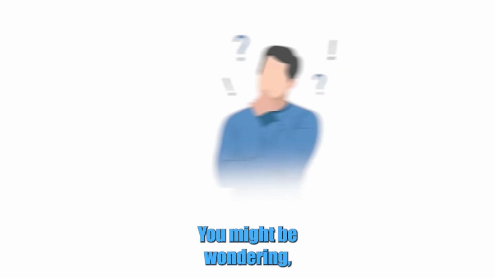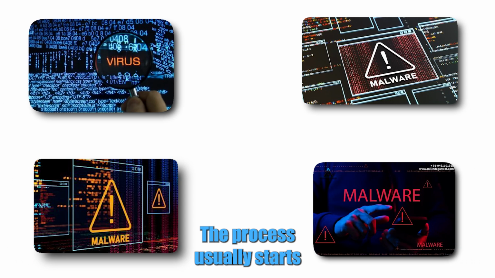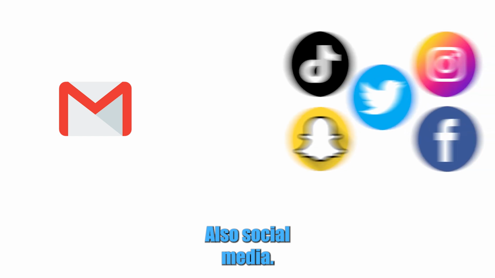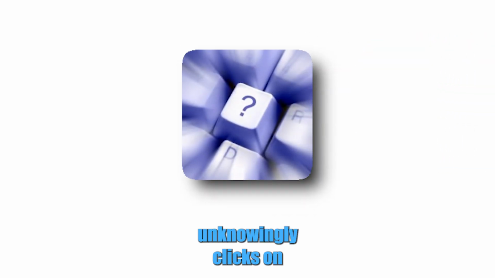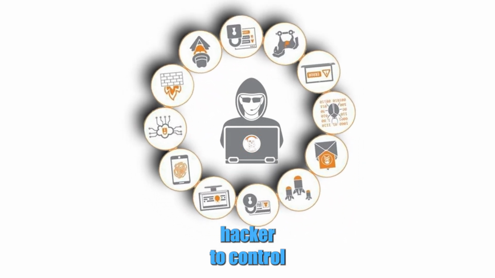How do reverse shells work? Now, you might be wondering, how do hackers actually set this up? The process usually starts with malicious software sent via emails or social media. When a user unknowingly clicks on a link, it detonates a script that allows the hacker to control the device.